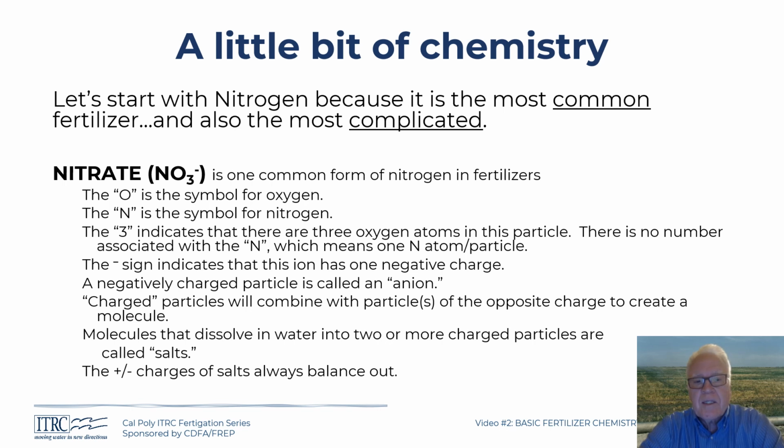The negative sign indicates that this ion has a single negative charge. Some ions have -2, some have a -3. And then we call this, now this is getting more complicated. First I said ion, and now we say, okay, if it's a negatively charged ion, we call it an anion.